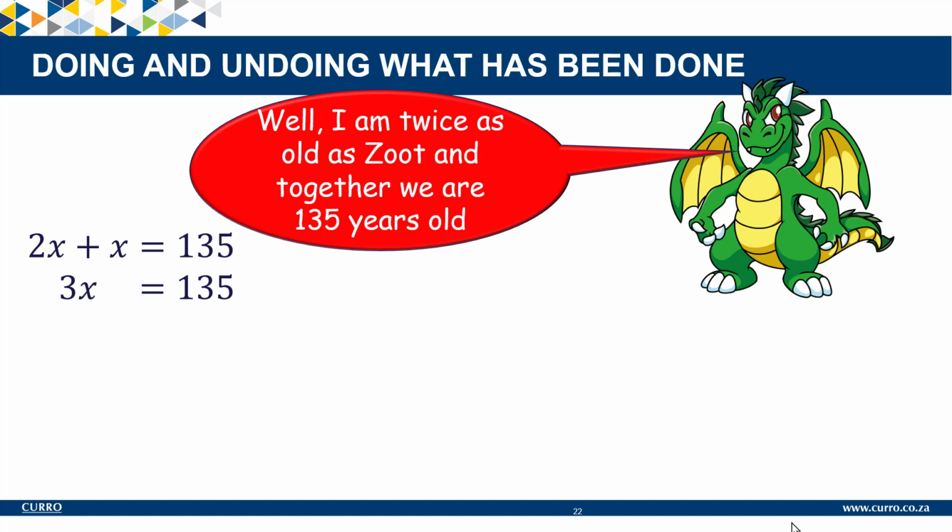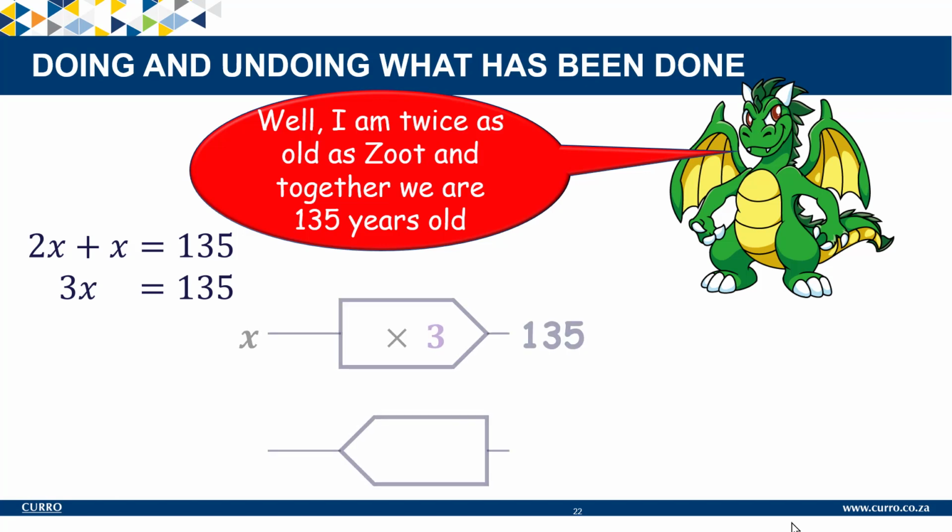2x plus x is 135. We simplify the left expression to 3x is 135. Now we use a flow diagram. x times 3 is 135. So we start with 135 and divide by 3, which means x is 45. But is that what we wanted? Whose age did we want? x is 45, so that is Zoot. Therefore, Draco must be 2x, so Draco is 90 years old.